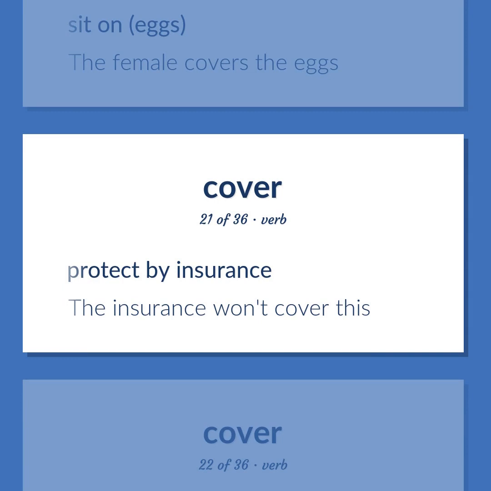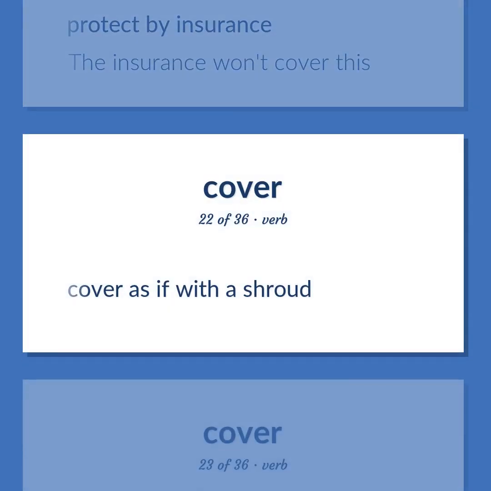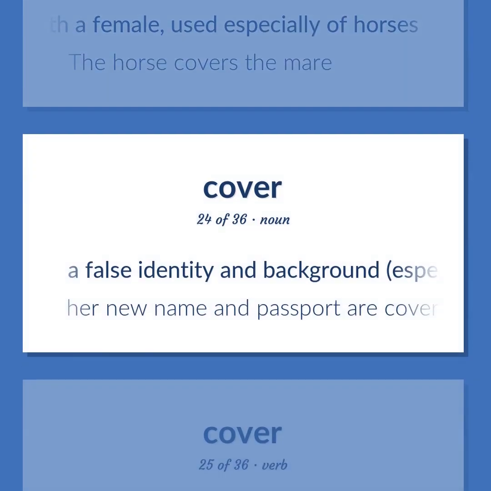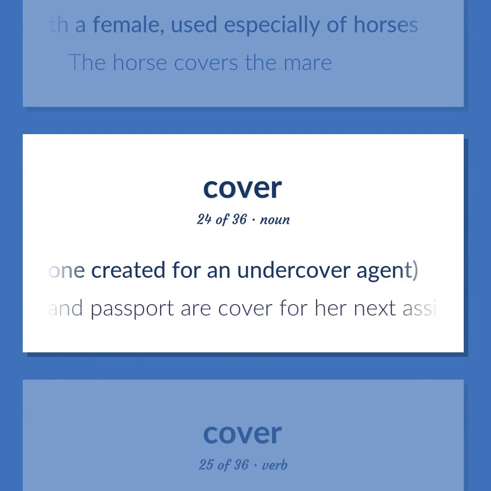Protect by insurance. The insurance won't cover this. Cover as if with a shroud. Copulate with a female, used especially of horses. The horse covers the mare. A false identity and background, especially one created for an undercover agent. Her new name and passport or cover for her next assignment.